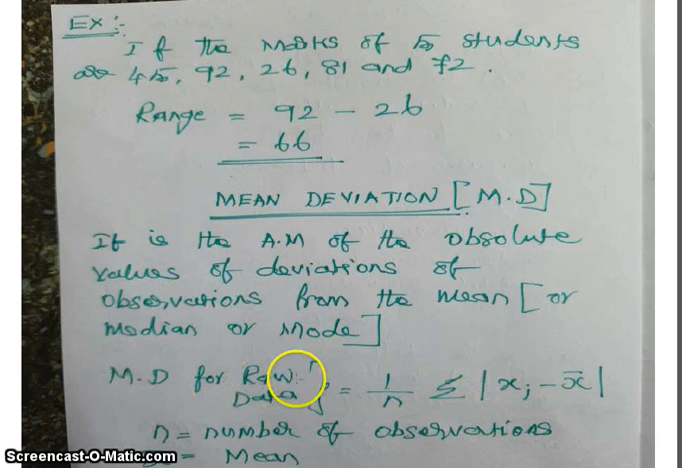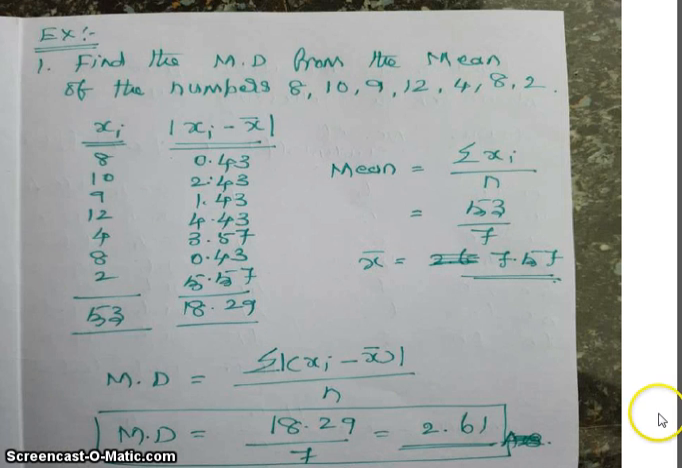So the mean deviation for raw data, a simple set of observations, can be calculated using this formula: 1 by n, where n is the number of observations in the given data, into the summation of the absolute values of the difference xi minus x bar. X bar is the mean value, xi is the individual x value. This is a very simple formula.